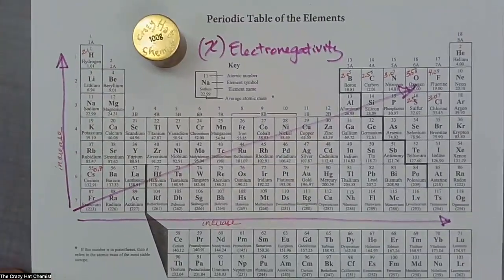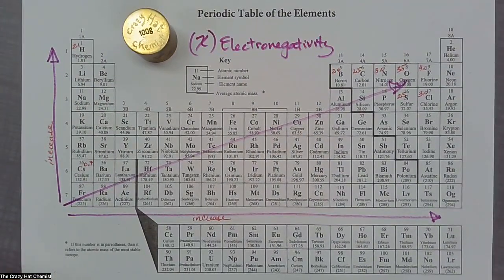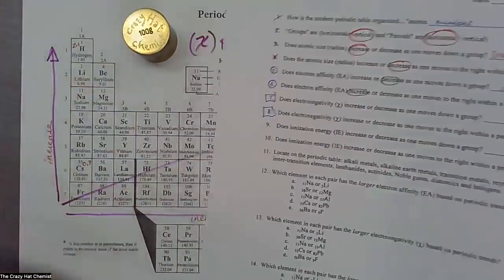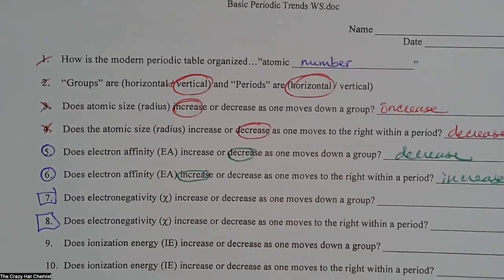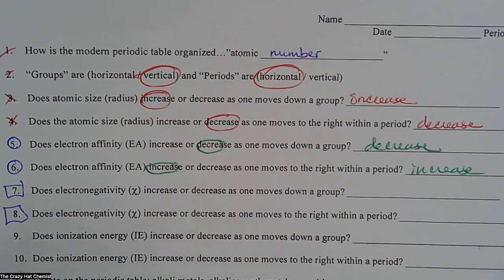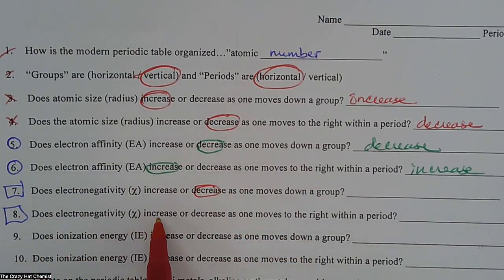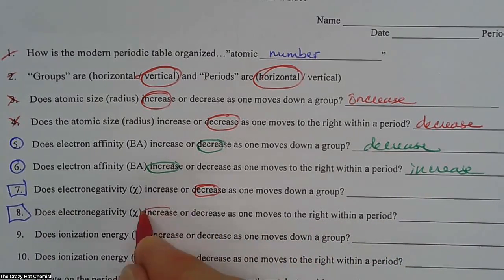Okay, so let's just zoom on out here and let's look at this here again, and let's answer the question here. Electronegativity increases as you move up a group and increases as you move to the right within a period. So let's see what the questions were. And let's answer those. Number 7 and 8: does electronegativity increase or decrease as one moves down a group? As you move down a group, it decreases. Does electronegativity increase or decrease as one moves to the right within a period? It increases as you move to the right.